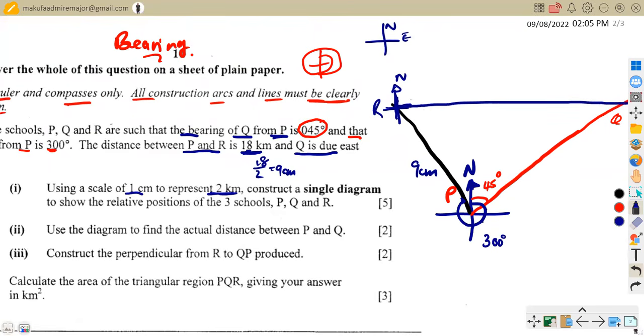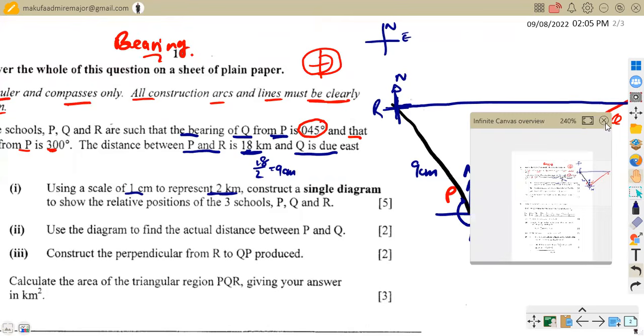That is where we are going to have our point Q. So what does it mean actually? It means our point Q is going to be located at the point of intersection of this line, which is 45 degrees, and this one, which is to the east.